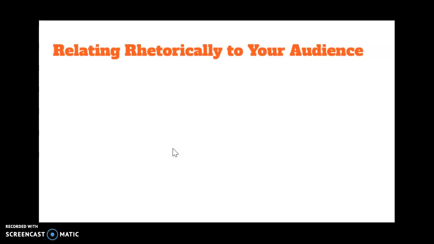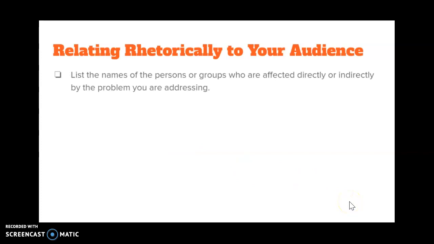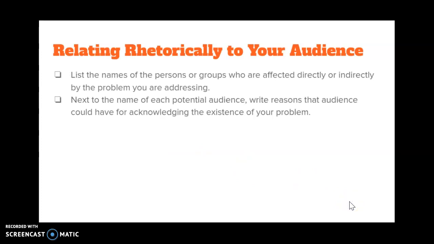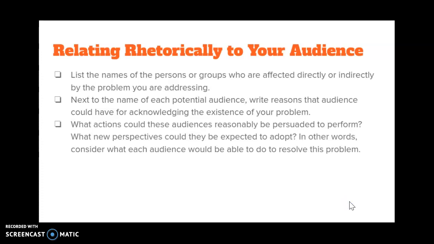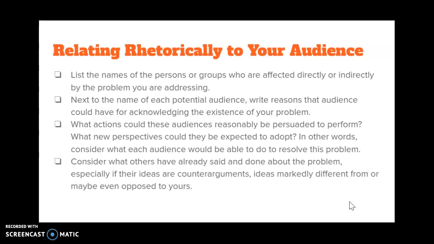Since in a position argument you are trying to convince an audience to adopt your point of view, it is important that you have a clear idea of who your audience may be. Here are some suggestions on how to relate rhetorically to your audience. You may want to pause this slide to jot down this information.